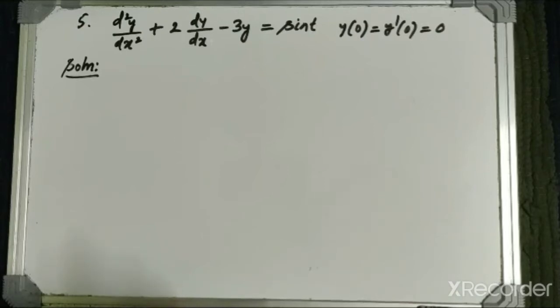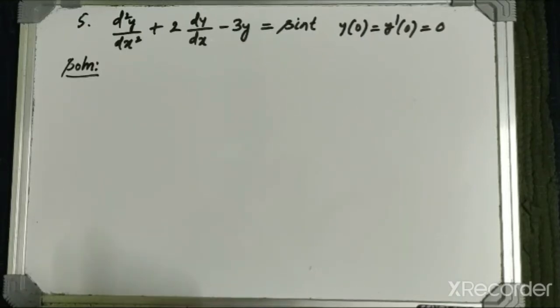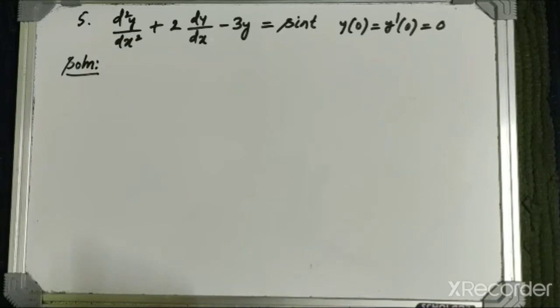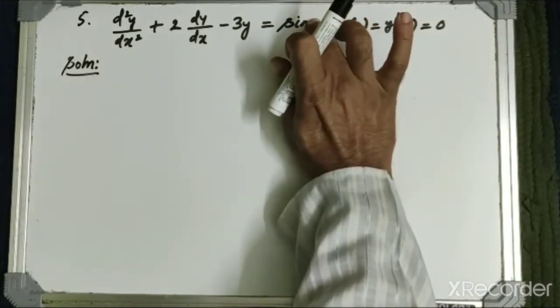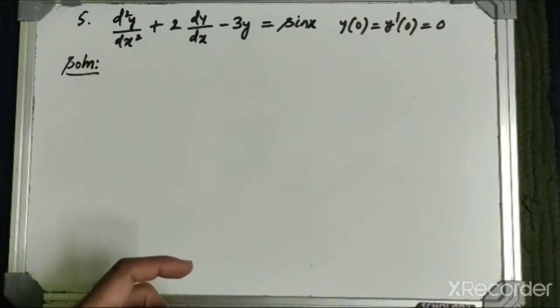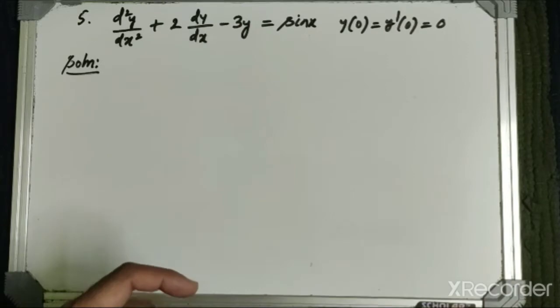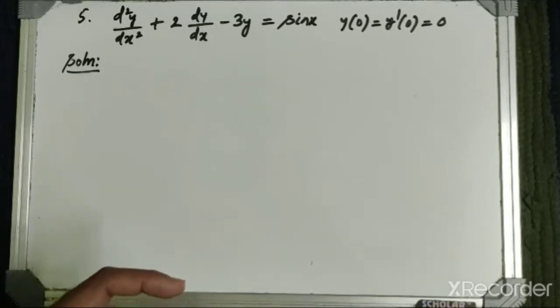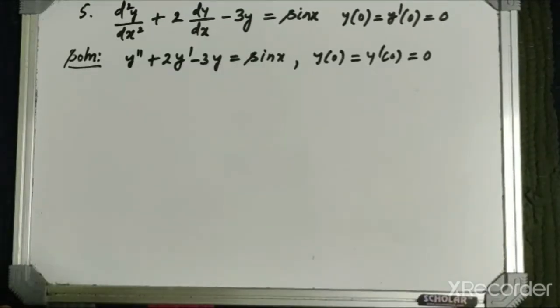Students, the next problem is: solve the differential equation d square y by dx square plus 2 dy by dx minus 3y is equal to sin x, y of 0 is equal to y dash of 0 is equal to 0. The given differential equation can be written as y double dash plus 2y dash minus 3y is equal to sin x, y of 0 equal to y dash of 0 equal to 0.